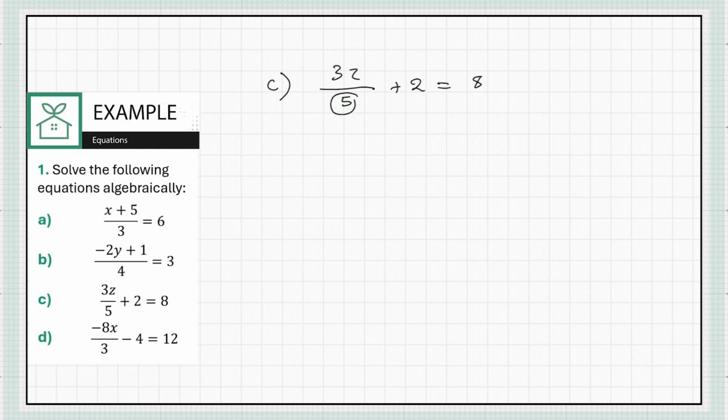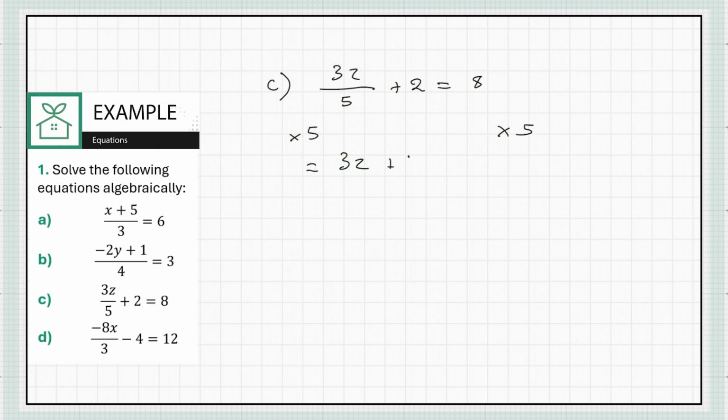So let's see how that's done. We're going to multiply this side by 5 and multiply this side by 5. Now 3z over 5 multiplied by 5 is just going to be equal to 3z, or our numerator. Now we have to apply this multiplying by 5 to our positive 2. And to do that, we just do 2 times 5.